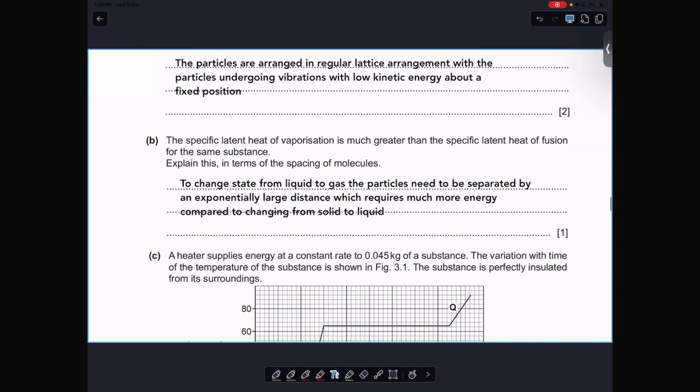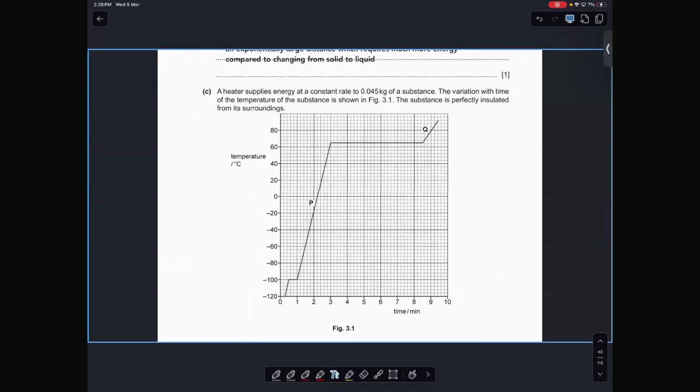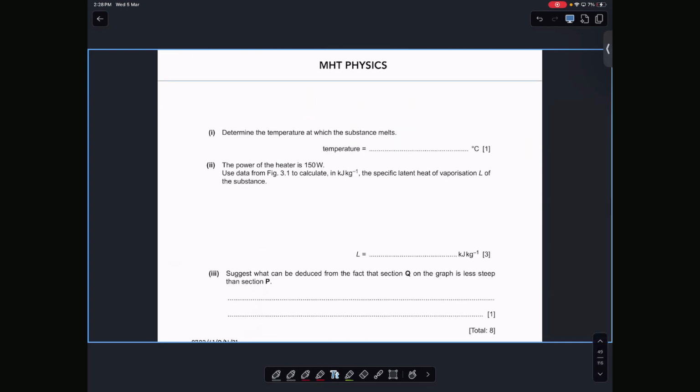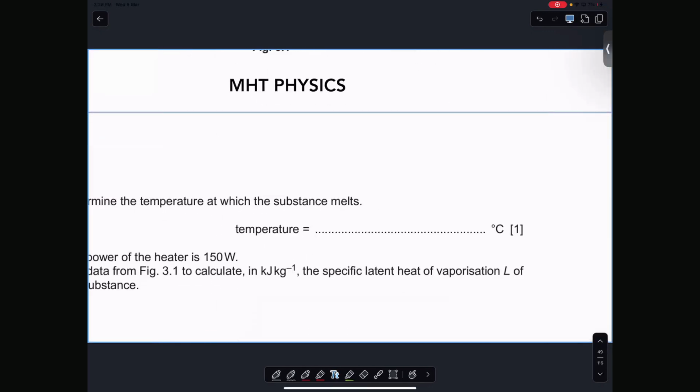I think this is fine. Okay, let's move on. So the heater supplies energy at a constant rate to 0.045 kilogram of a substance. The variation with time of the temperature of the substance is shown here. The substance is perfectly insulated from the surroundings. This is the heating graph out there. Determine the temperature at which the substance melts. Right, minus 100.